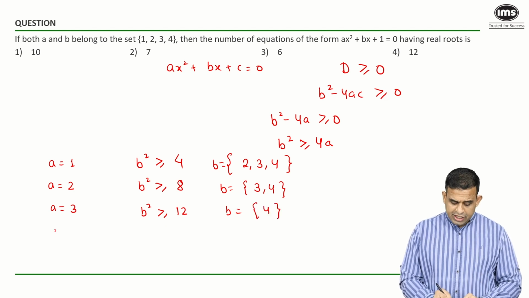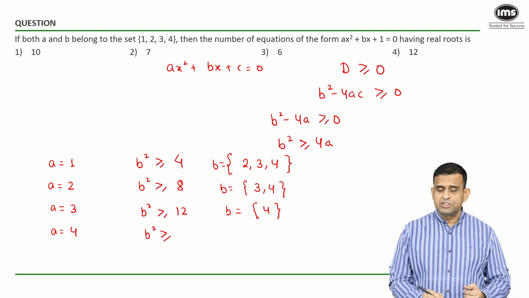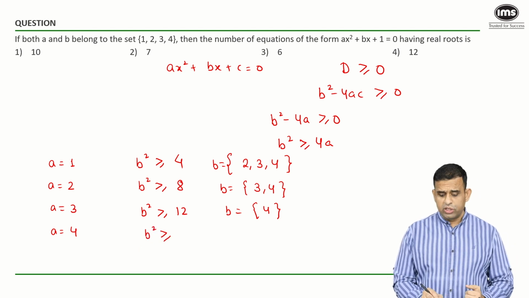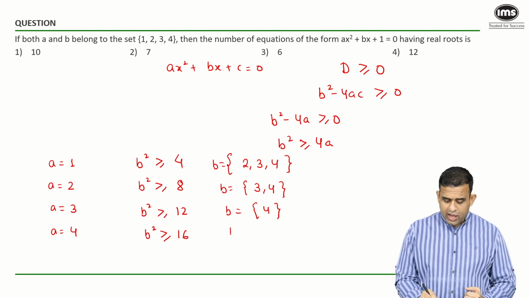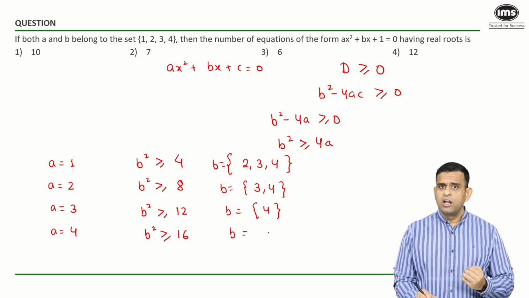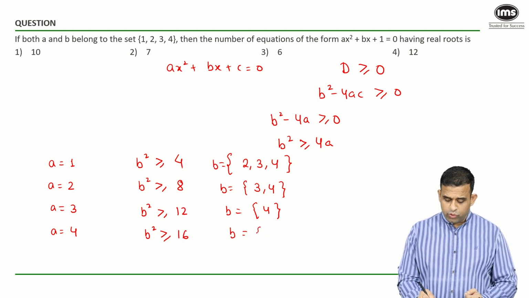And finally, if I put a equals to 4 also, the term 4 into a will become 16. Now I want b square to be more than or equal to 16. The only value of b satisfying this condition happens to be nothing but b equals to 4.